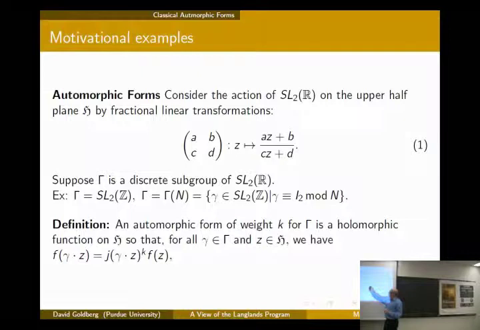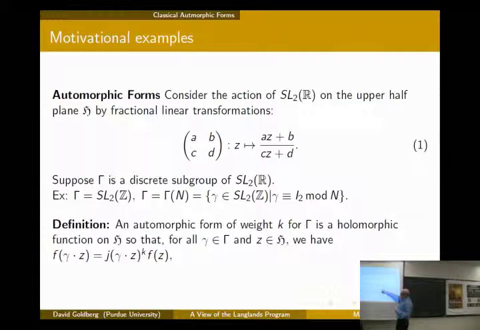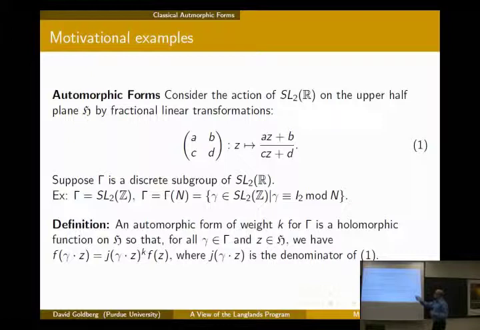of course SL2Z is itself discrete, or if I just take the smaller group here, where both off diagonal entries are congruent to zero mod n. That's called gamma of n. You see gamma naught of n over there. So just for some discrete subgroup, if I have a holomorphic function on H, that is not invariant, but when I act by an element of this discrete group, I get this. Well, it's called the automorphy factor, so it's the denominator here, it's Cz plus D to the K.